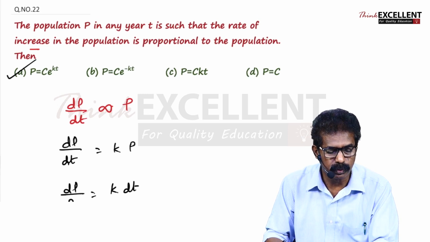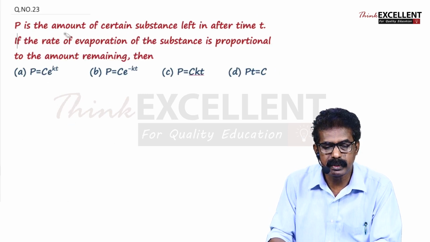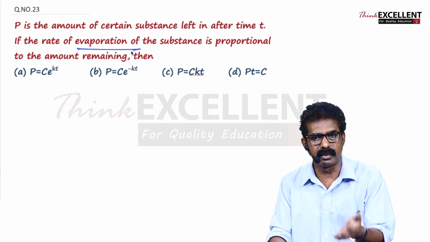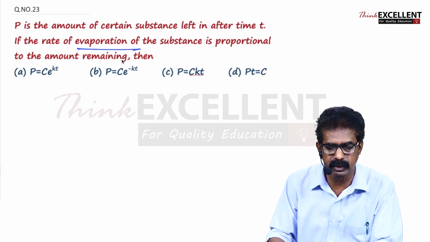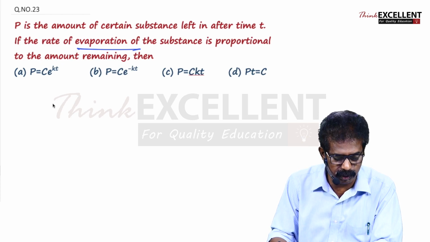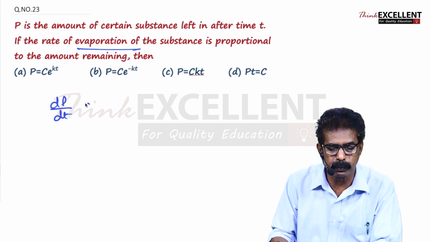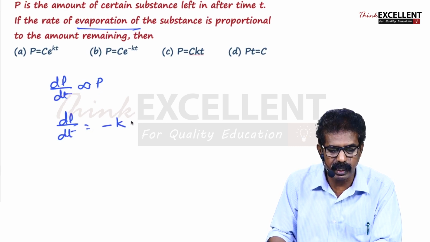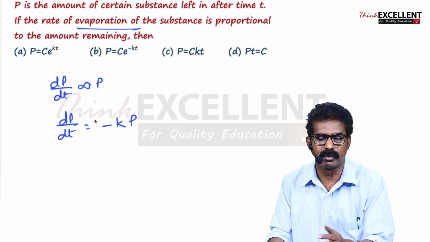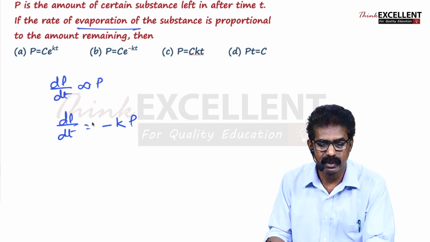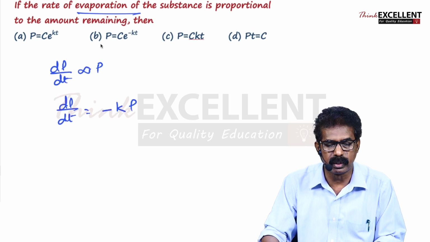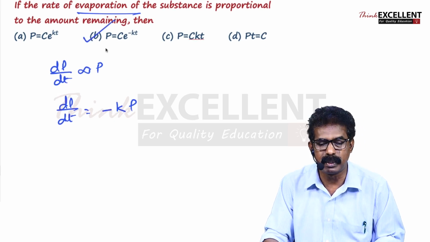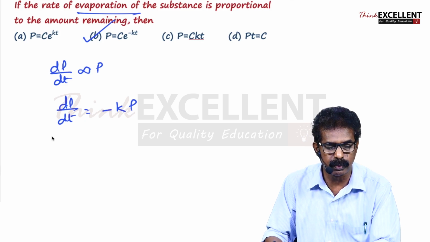Okay, now let's move on to question number 23. P is the amount of a certain substance left after time t. The rate of evaporation, so decreasing, right? The rate of evaporation of the substance is proportional to the amount remaining. So similar question, dP by dt is proportional to P. But here dP by dt is equal to minus k into P. Hope you understood the reason. Evaporation, so it will decrease, right? So if you do it like the previous question, same answer but minus kt. P equal to C e raised to minus kt will be your answer.